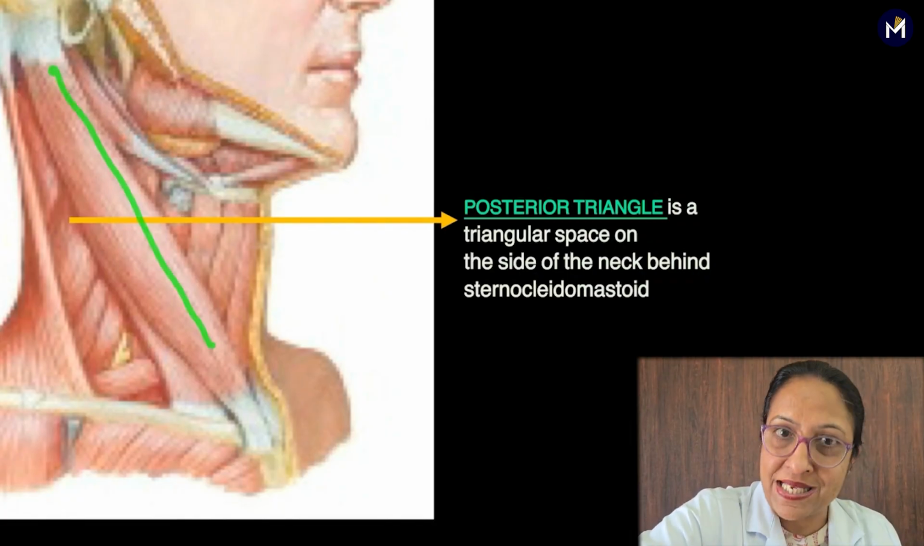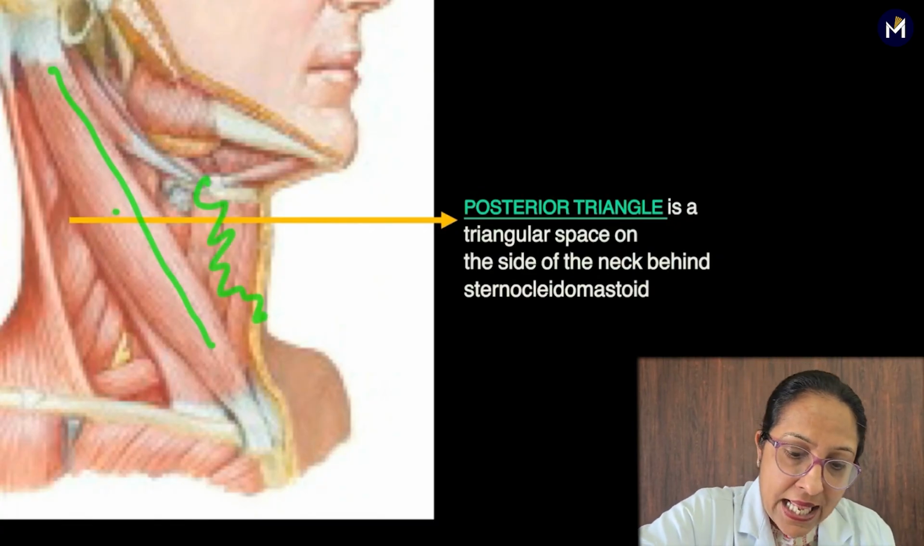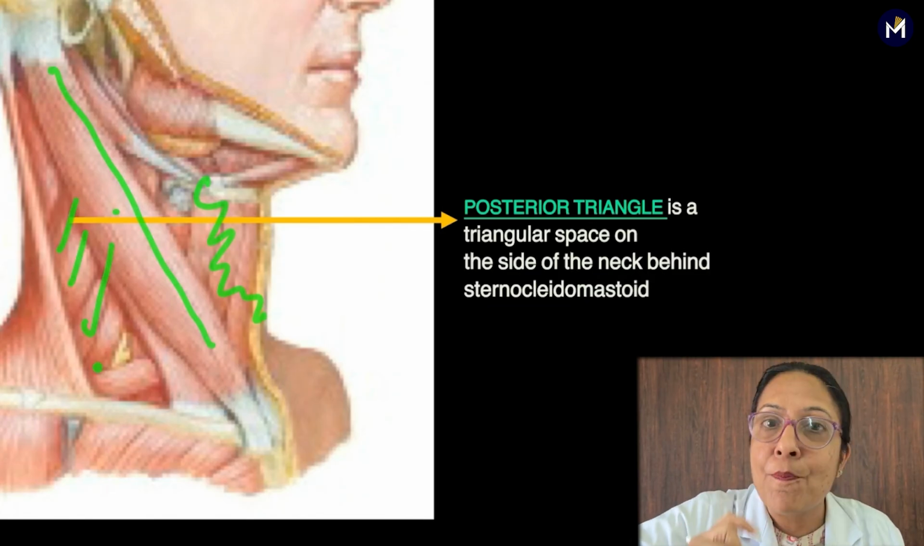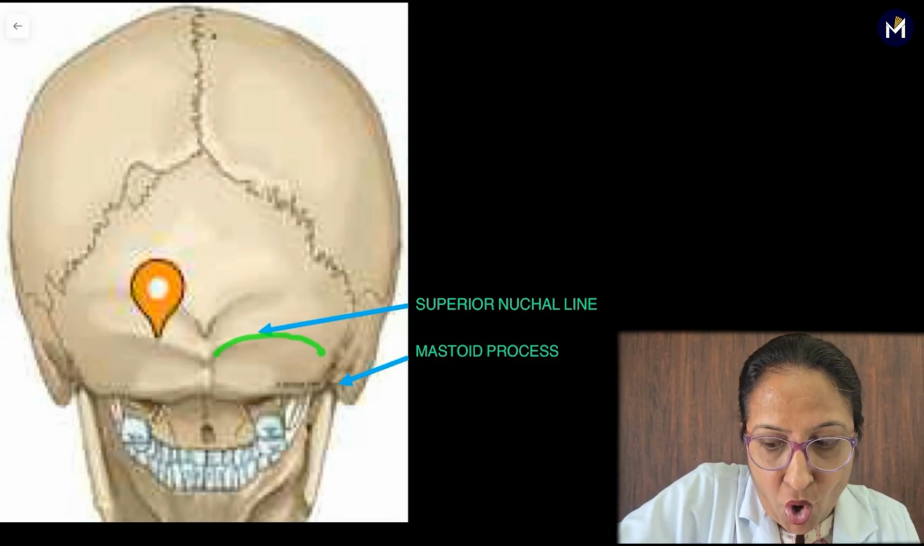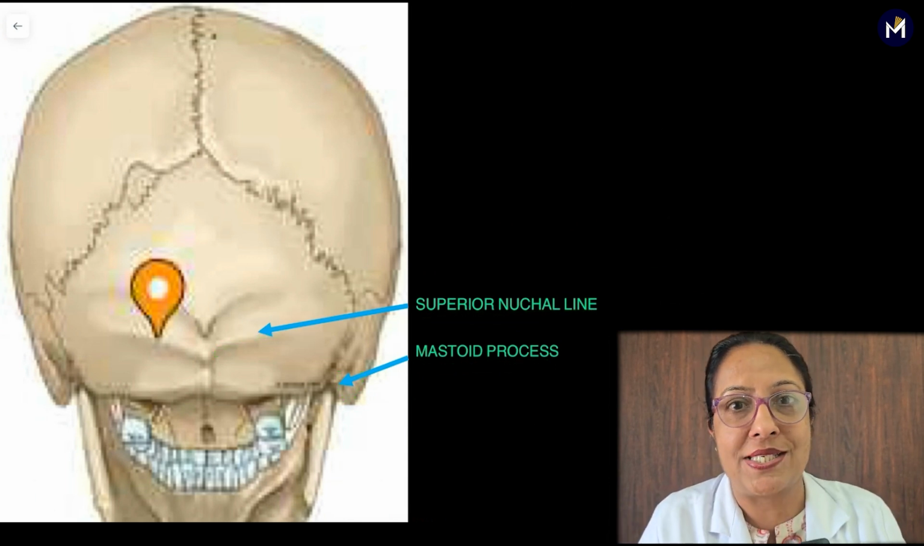So, the sternocleidomastoid is the key muscle of the neck. In front of it is the anterior triangle, and behind it is the posterior triangle. So, posterior triangle by definition is a triangular space on the side of the neck behind sternocleidomastoid. Before we learn the boundaries, identify two bony points. This is the superior nuchal line on your occipital bone, and this process which you can feel behind your ear is the mastoid process. Before we draw the boundaries of the posterior triangle, let us see the structures for a better understanding.